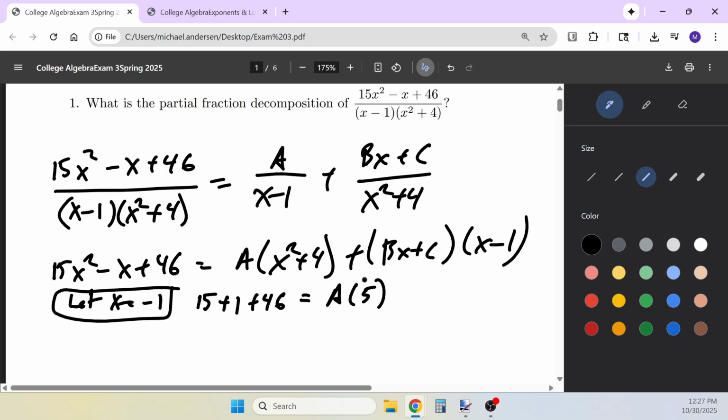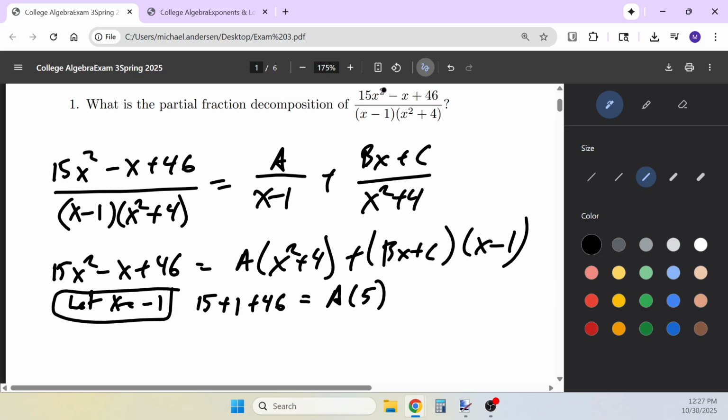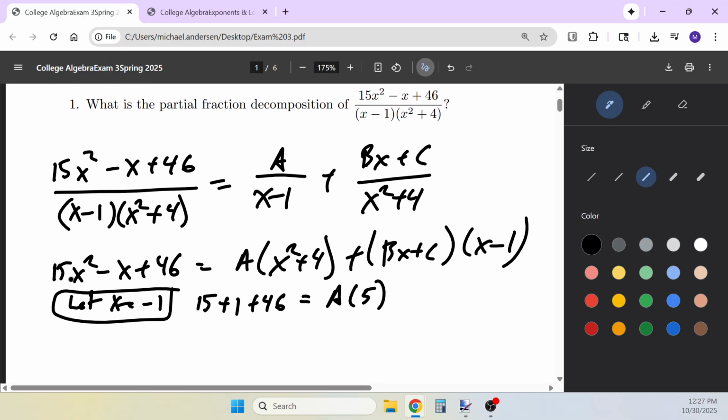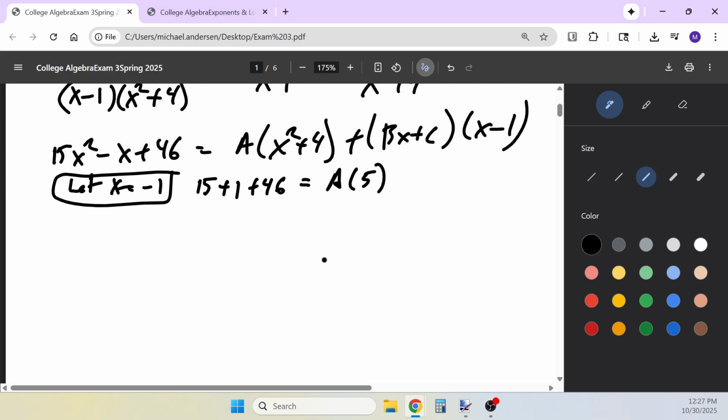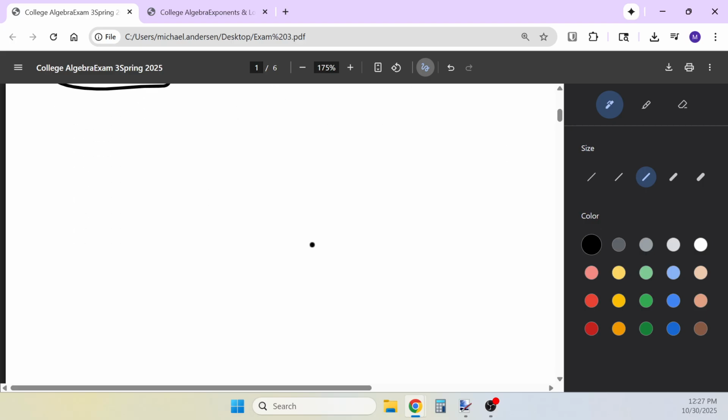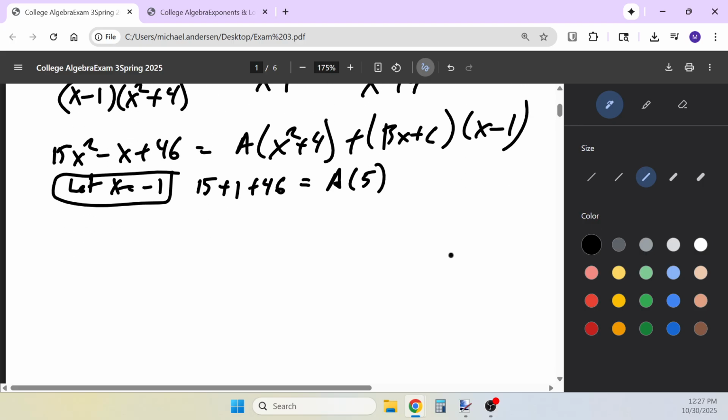If this were a positive sign here, then it would be 15 minus 1 plus 46, and that would be really nice. But it's not. So we get A times 5, so A equals something over 5.